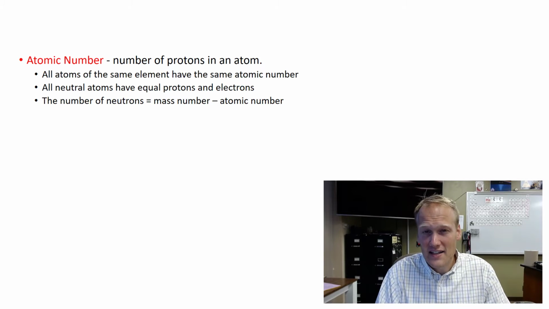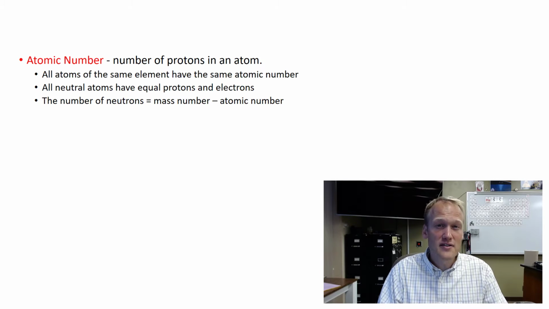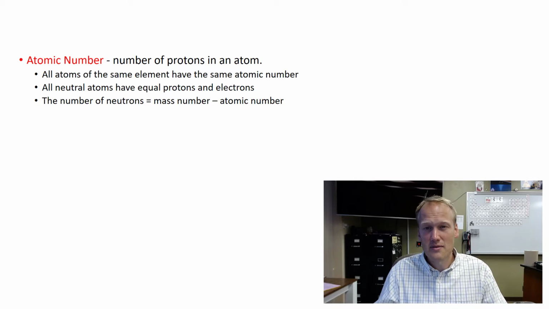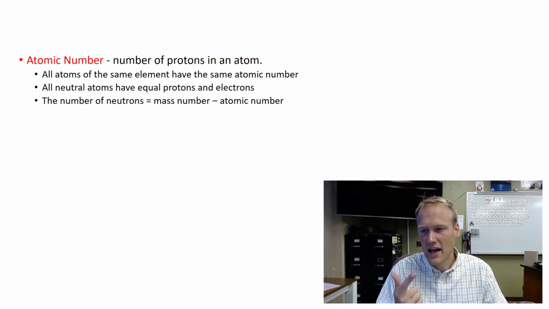This is what defines an atom as itself. So we know that every hydrogen atom only has one proton. If you add a proton to that, it's no longer hydrogen. It would be the next element, which is helium. So the atomic number is what defines the element, and it's also how many protons that element has.